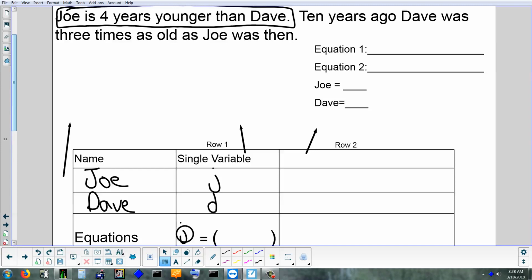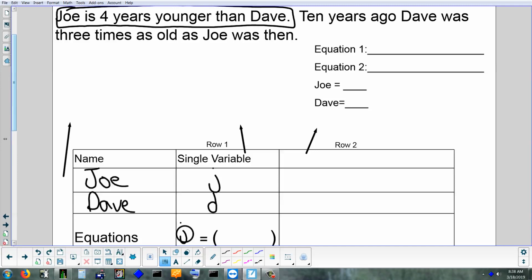Nice job, right? Look, we already have it there. Joe is J, again taking it from English and translating it. Joe is J. Is equal. 4 years younger than Dave.